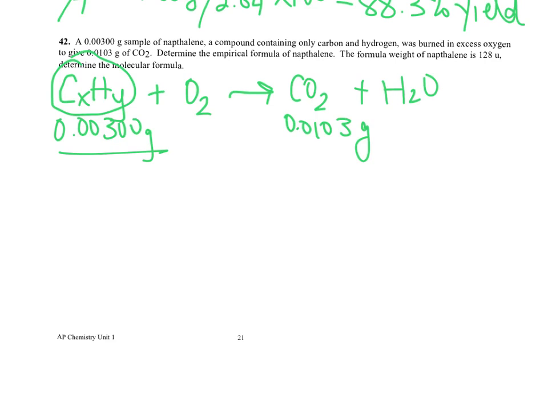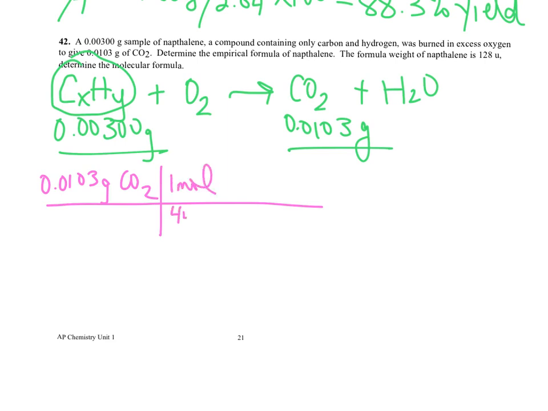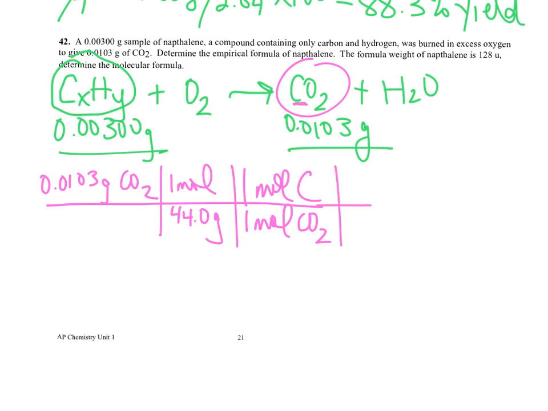So let's start with our information about our CO2. If I have 0.0103 grams of CO2, I'm going to, as always, convert to moles first. For every 1 mole of that, I have 44.01 grams. And then for every 1 mole of CO2, this is the kicker, I only have 1 mole of carbon. We got to get to carbon. For every one of these, I have 1 of those. Then I can convert carbon to grams because I know the molar mass of carbon to be 12.01. Doing this gives me a total of 0.00281 grams of just the carbon.